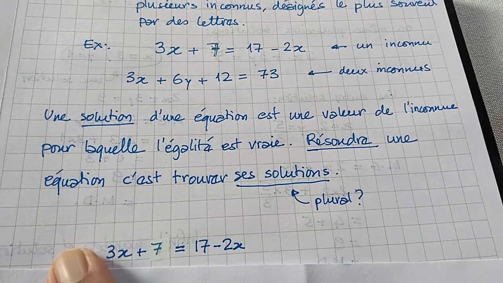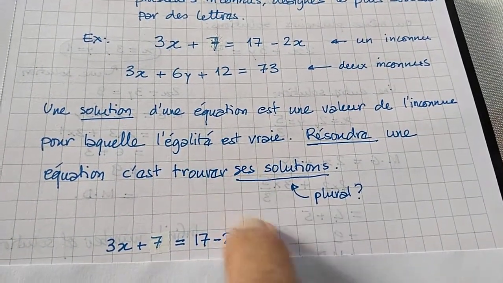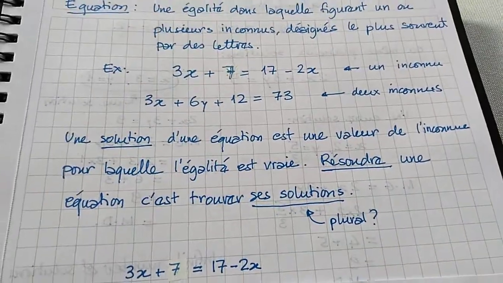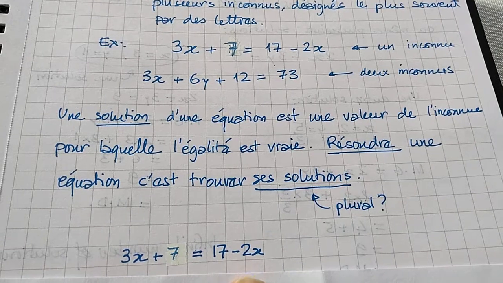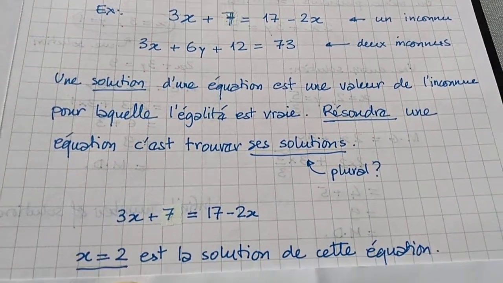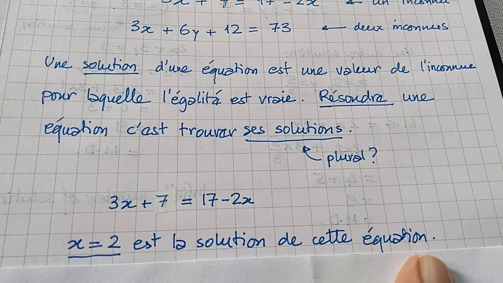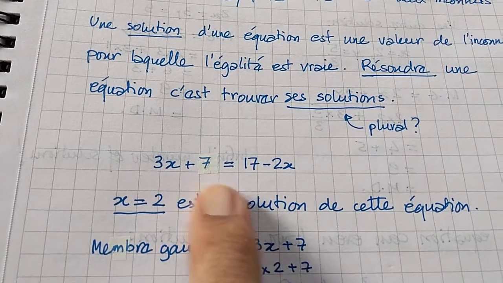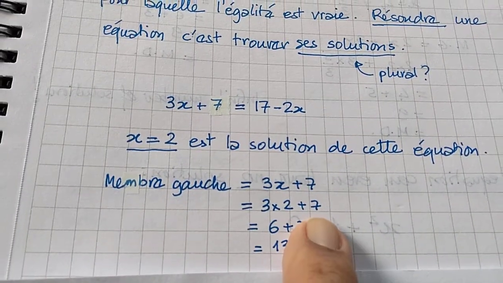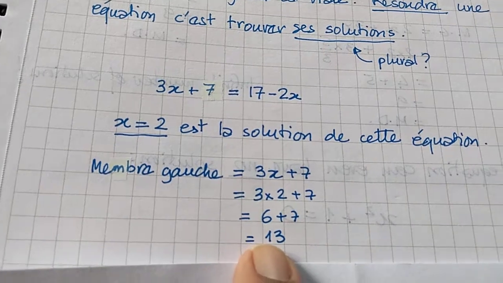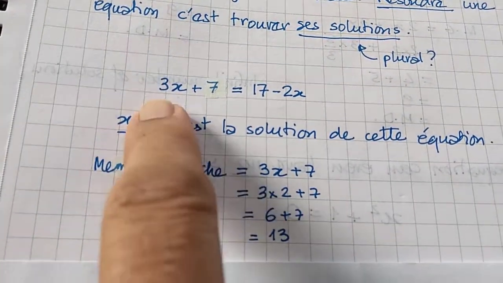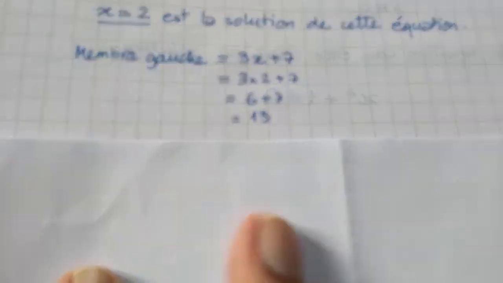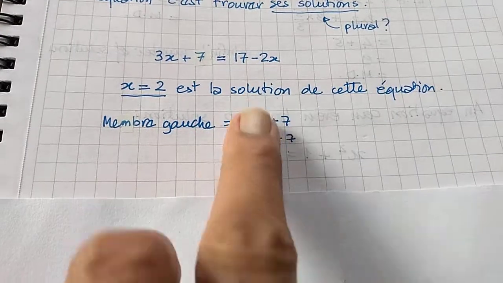But before we do that, let's see that. So this is the equation I copied here, 3x plus 7 est égal à 17 moins 2x, and I say x est égal à 2 est la solution de cette équation. So how do we know this? So let's do membre gauche, 3x plus 7, 3 fois 2 plus 7, 6 plus 7 est égal à 13. Donc, membre gauche est égal à 13 quand x est égal à 2. Faisons la même chose pour la membre droite.